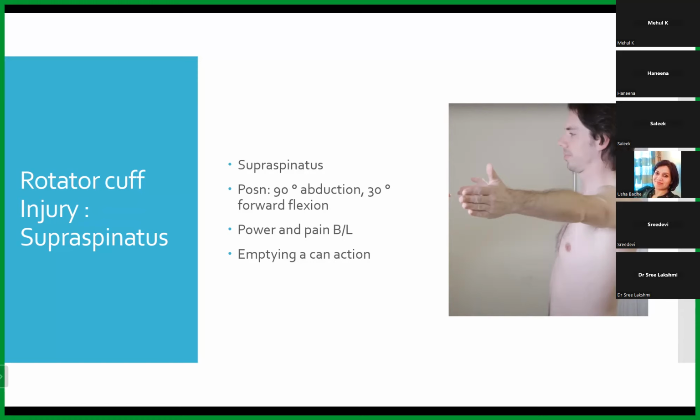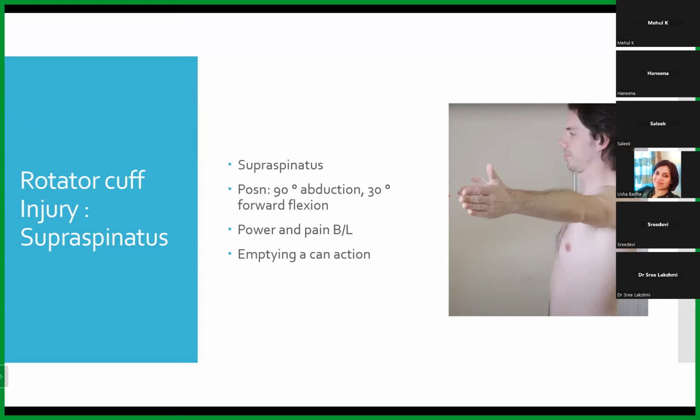For testing each muscle, we'll be keeping the hands in a particular position, and we'll be checking for power, pain, and everything in that position. For supraspinatus, like you can see in the image, the arm is 90-degree abducted and 30-degree forward flexed. In that position, we check for power. We give downward pressure to both arms, and if there is any reduction or difference in power, or any pain, we compare bilaterally.